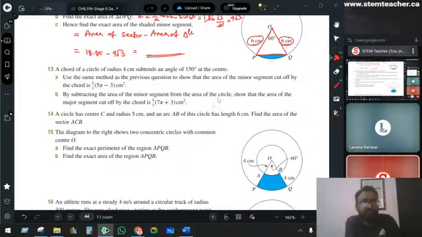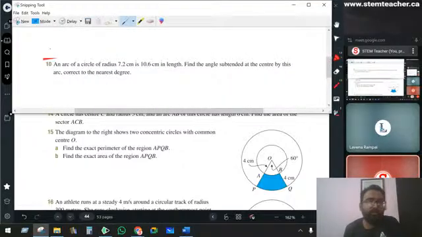Similarly, the chord of a circle of radius 4 subtends an angle at the center of 150. Use the same method as the previous question to show the area of the minor segment cut off by this chord. So we have to take it carefully. I'll do this problem.